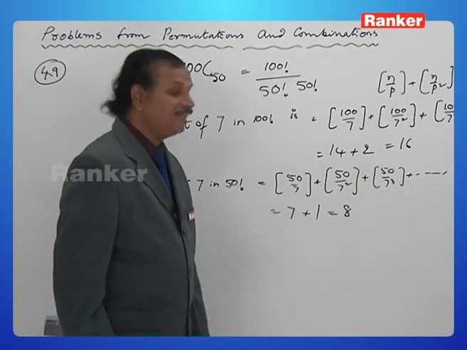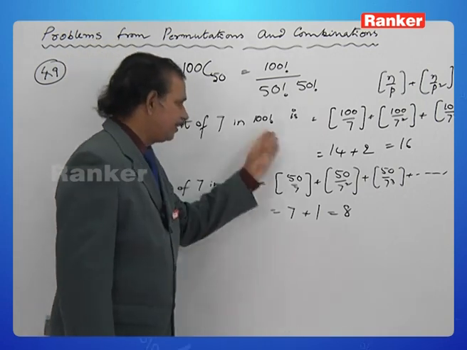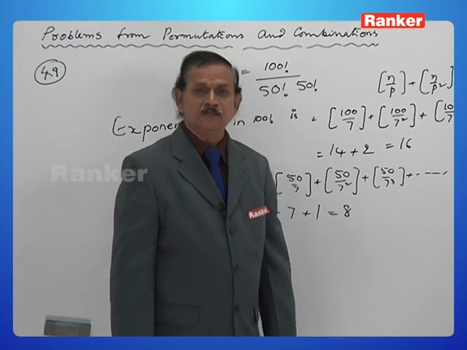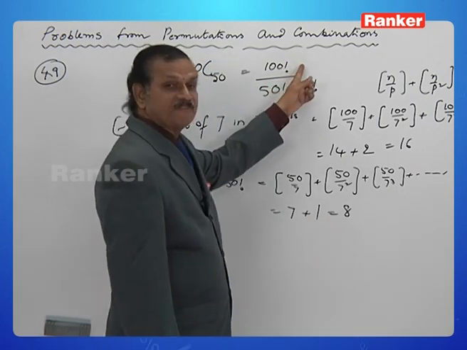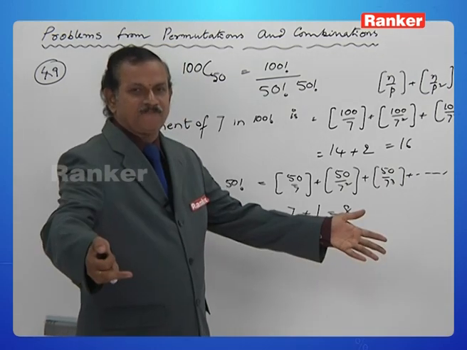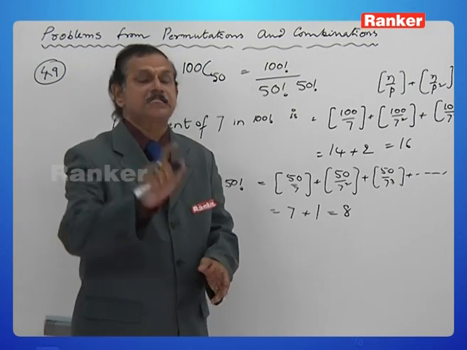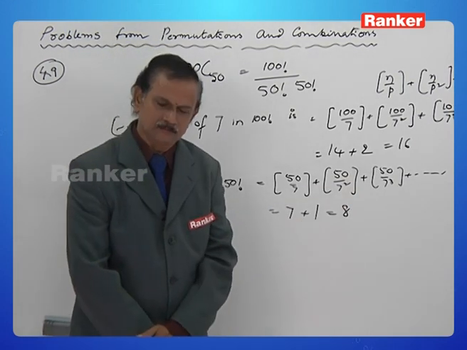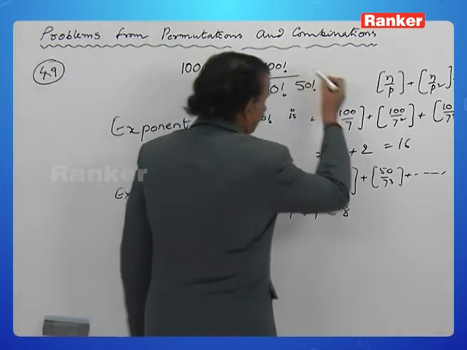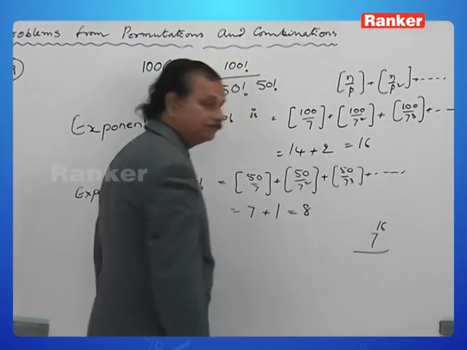Now let us try to understand the sentence. Exponent of 7 in 100 factorial is 16. What does this mean? 7 power 16 is a factor of this. So if you could expand 100 factorial, the largest exponent of 7 is at most 7 power 16, you will be able to see. So in this fraction, in 100 factorial, you will be having 7 power 16.